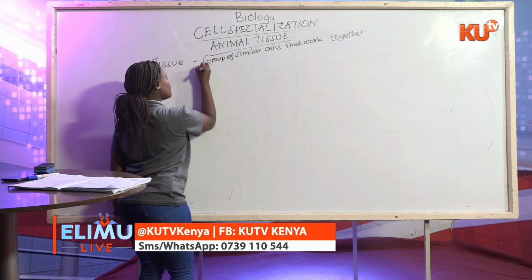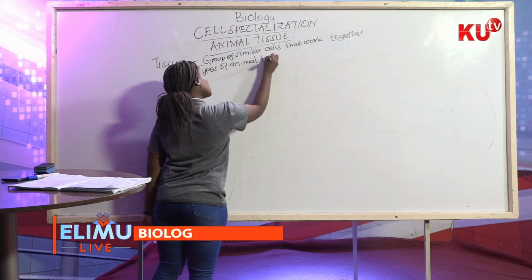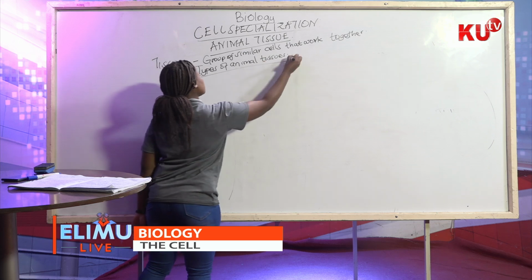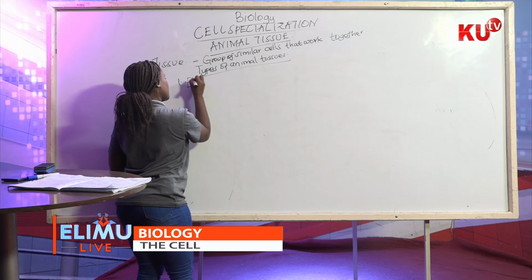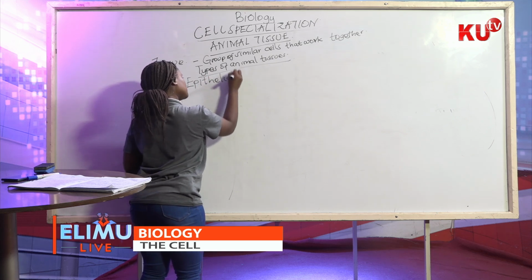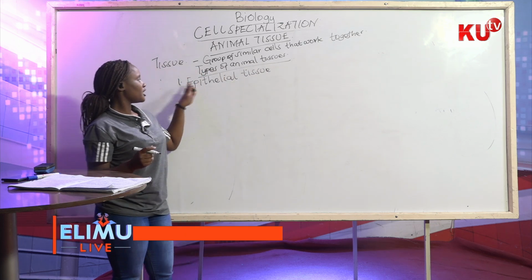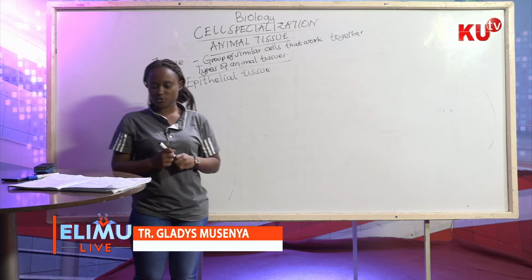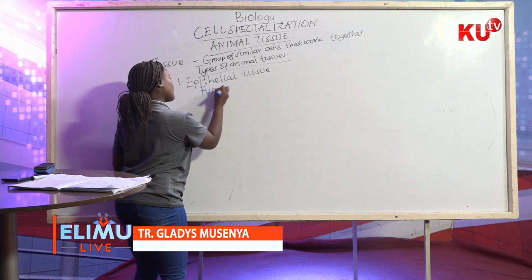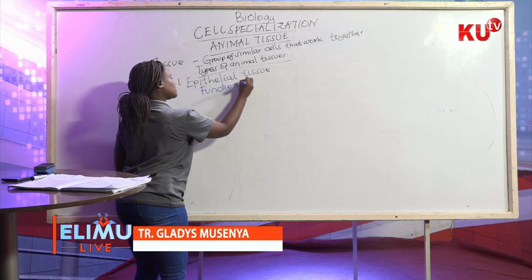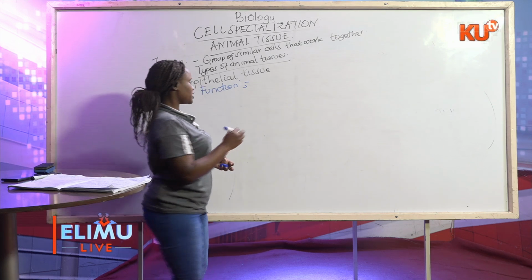Now we have the types of animal tissues. Number one, we have the epithelial tissue. It is used for covering. The function of the epithelial tissue is that it covers and allows movement of materials.